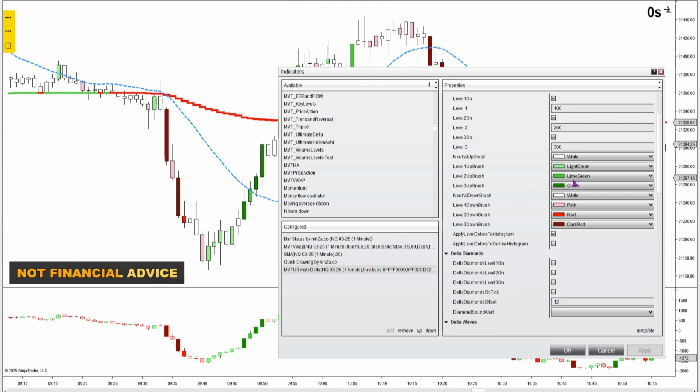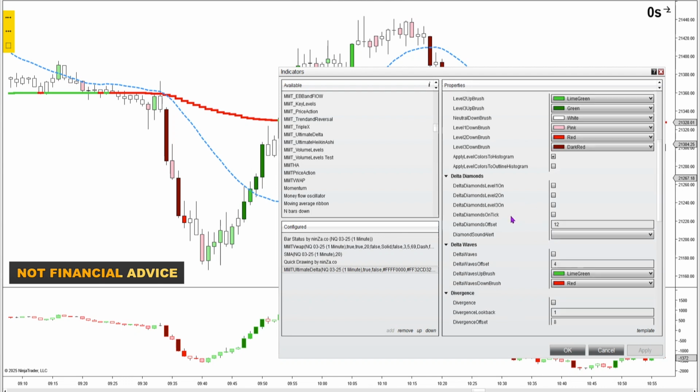I can change all these colors to any scheme that I like. I can choose to apply these colors to the histogram down here or not. There's also some other features available for the MMT Ultimate Delta.